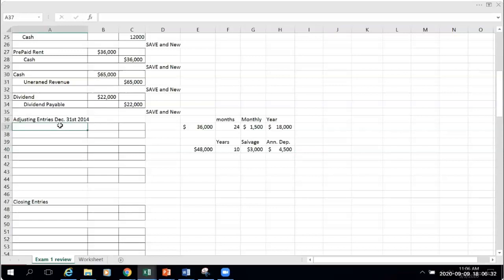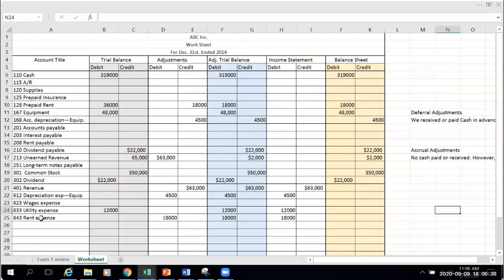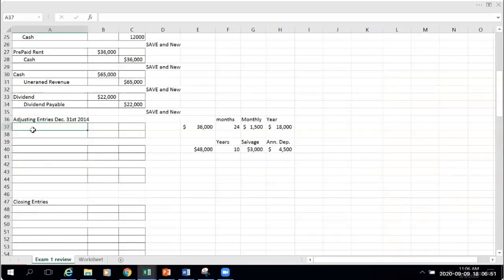I say debit what? Let's remember again, debit what? Rent expense, debit first, credit last, right? So debit rent expense, right? You see that? And credit prepaid rent. Okay, so here we go. Debit rent expense.